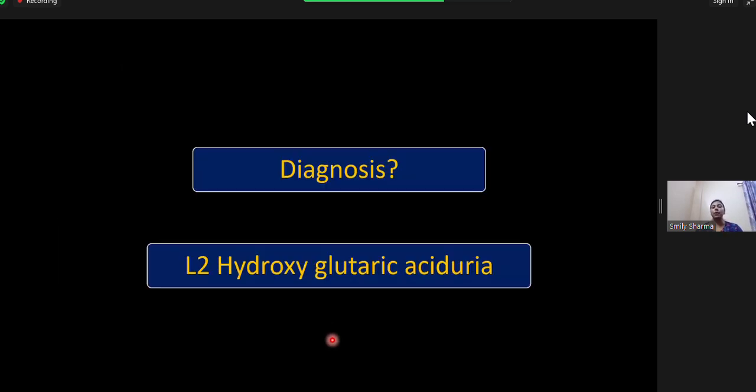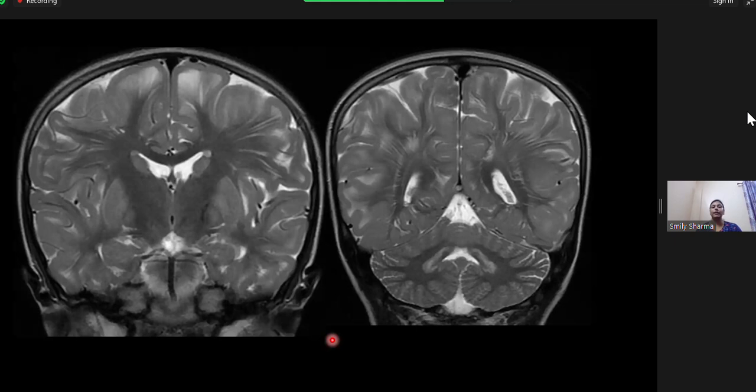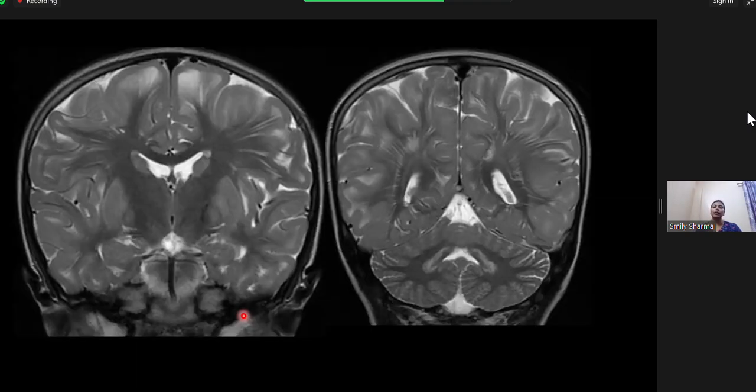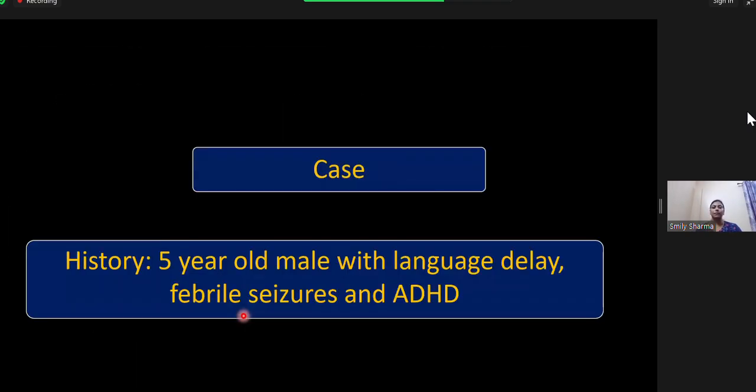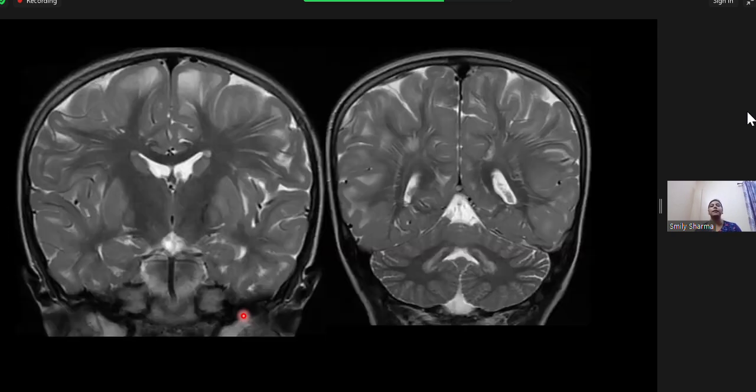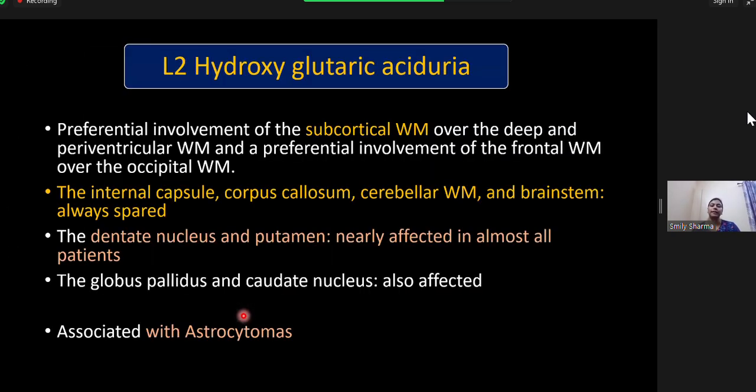So why is it important? It is an important disease because if we follow up these patients, they can develop glioma, especially astrocytomas. So it is very important to keep a lookout for these patients. Although they present at school-going age, they can live to older ages, but they have a propensity to develop astrocytomas. So we have to keep a look at these patients and do regular follow-ups.